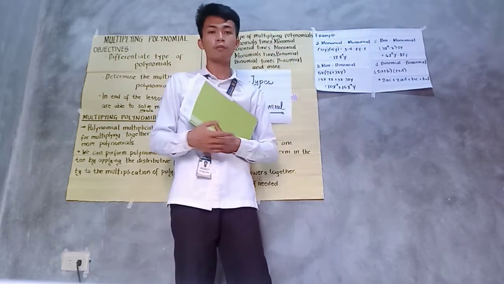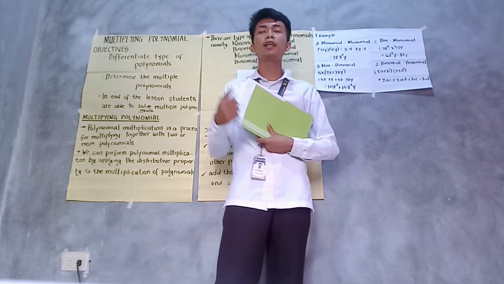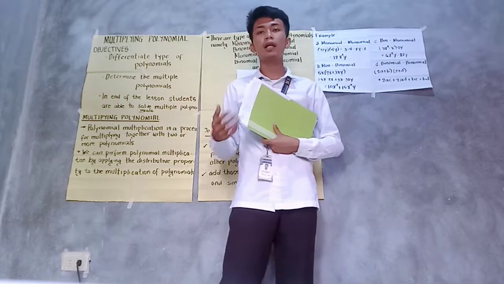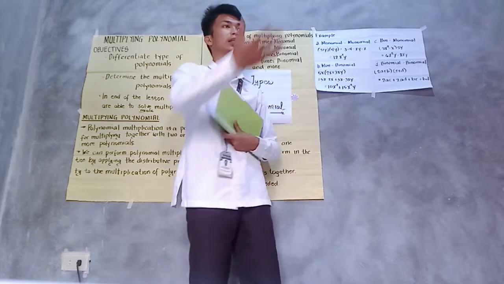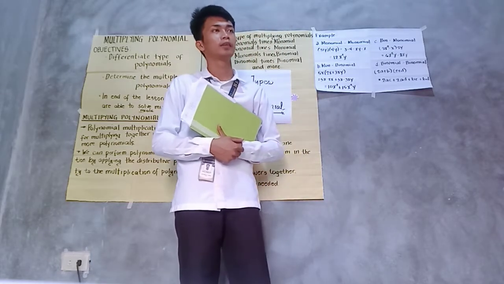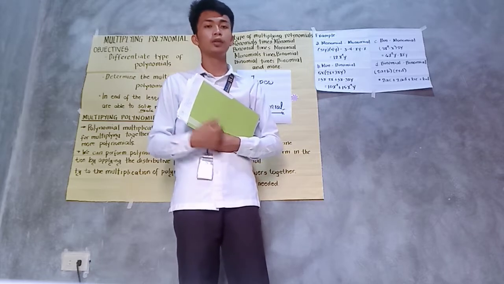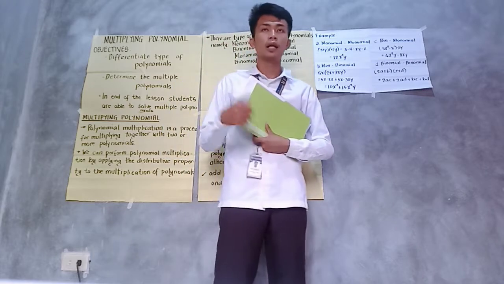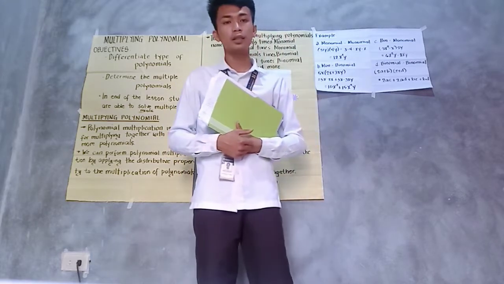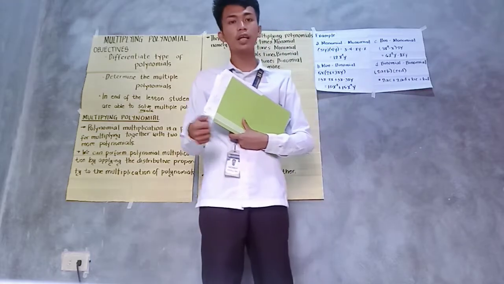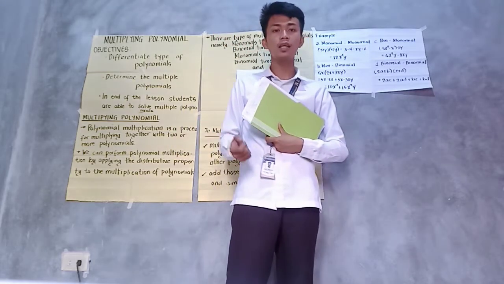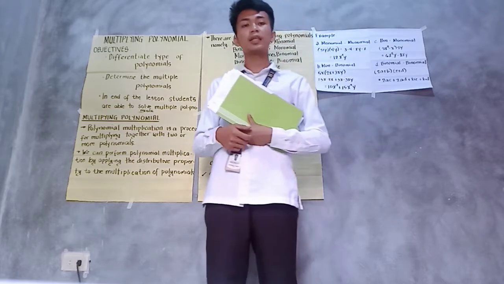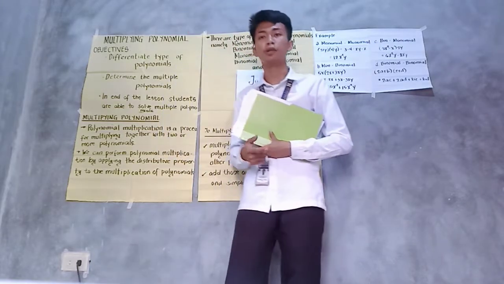Before we proceed to our topic, let's have a short review regarding our last topic. So, what is our last topic all about? Very good. So our last topic is about subtracting polynomials. Subtracting one polynomial from a second polynomial is a process of adding the second polynomial to the first polynomial with all the signs of the first polynomial inverted.